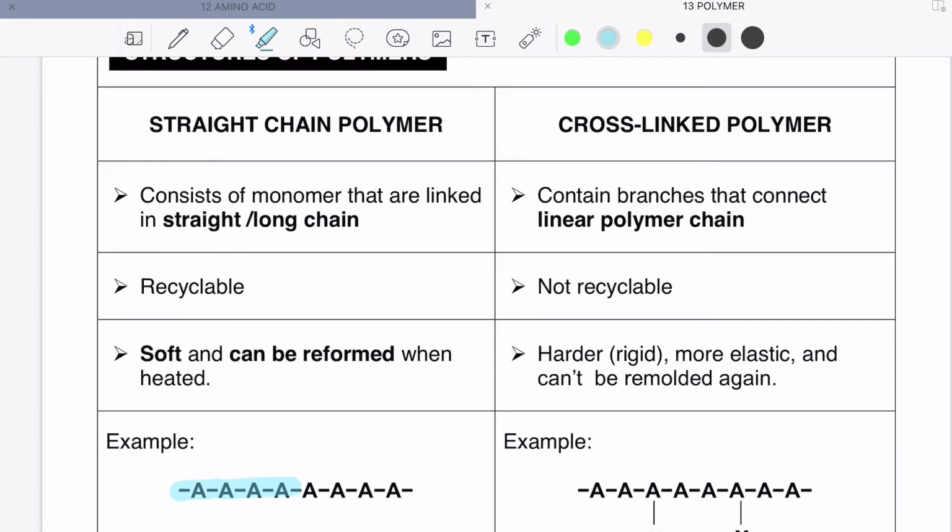As you can see here, this is a straight chain. It can be recyclable, it is soft, and it can be reformed again. So that is the characteristic of straight chain polymer.